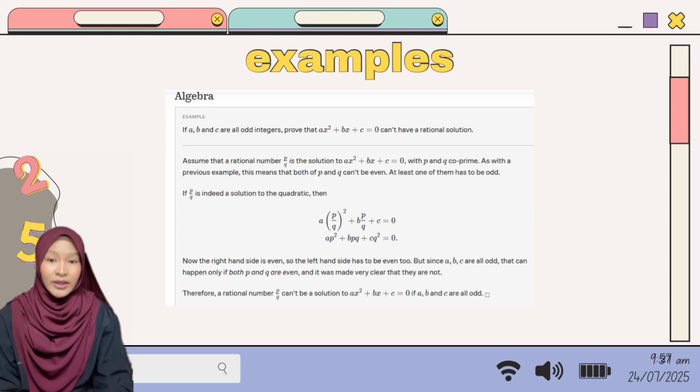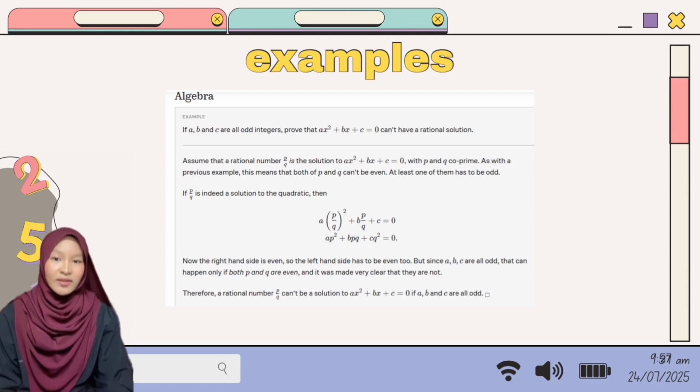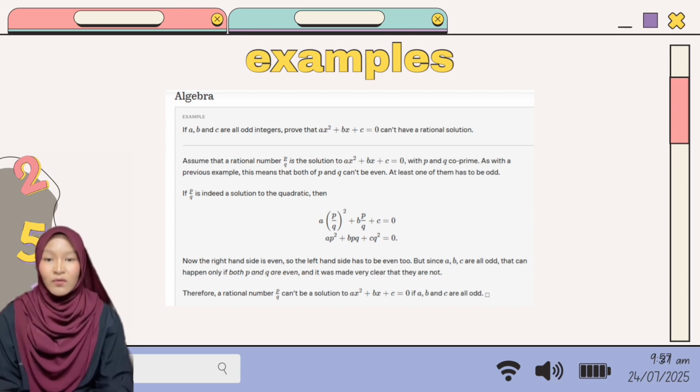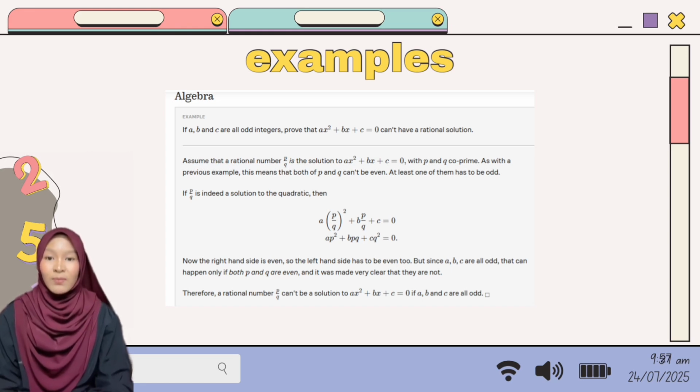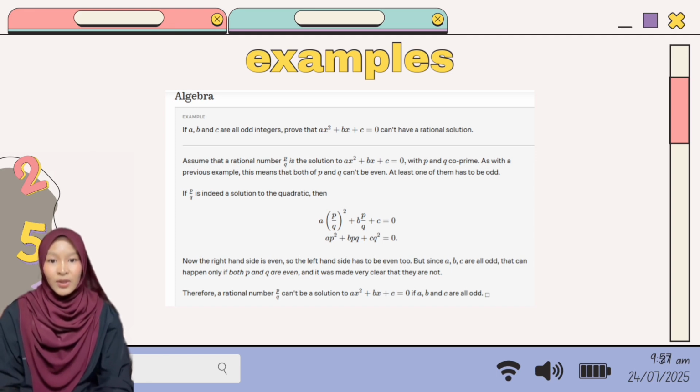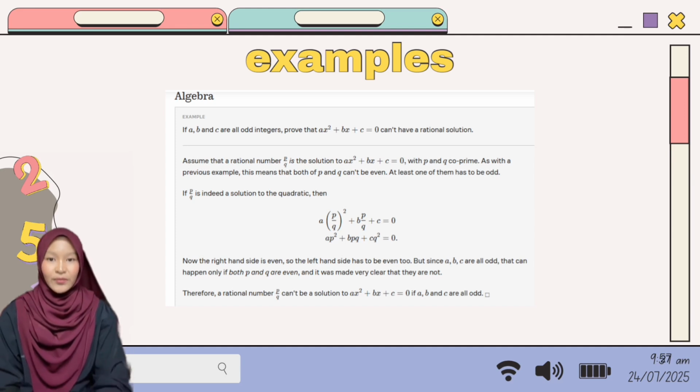Substituting P over Q into the equation gives us A multiplied by P over Q squared plus B multiplied by P over Q plus C equal to 0. And then we multiply through by Q squared to eliminate the denominators, and we get AP squared plus BPQ plus CQ squared equal to 0.